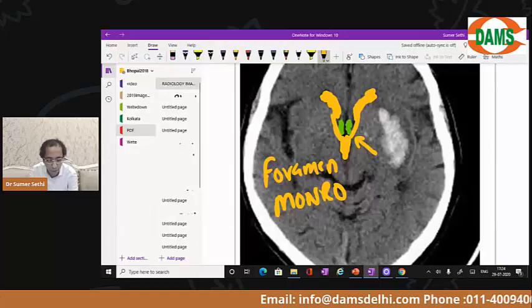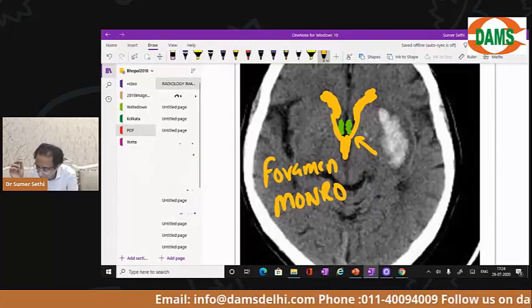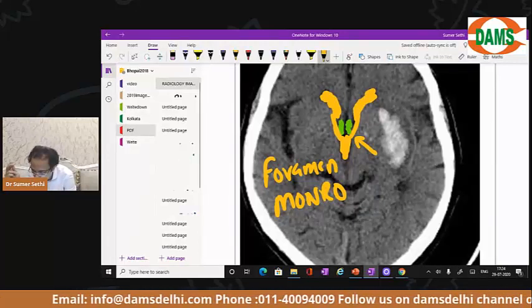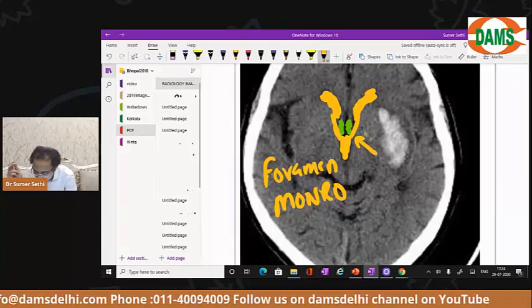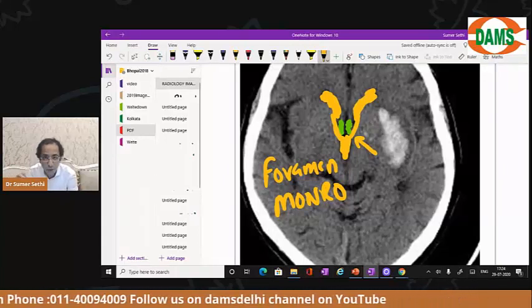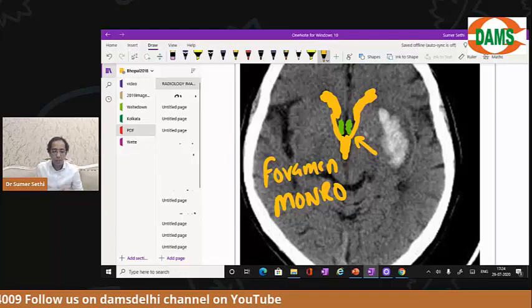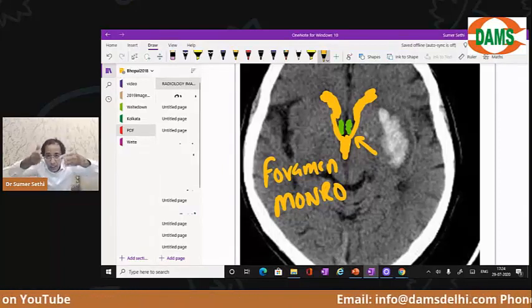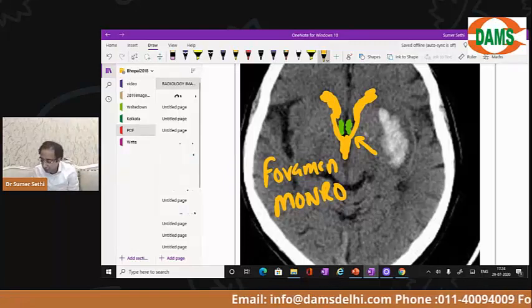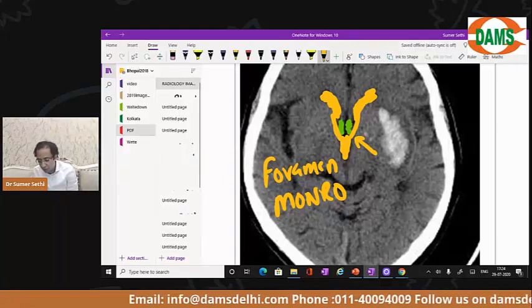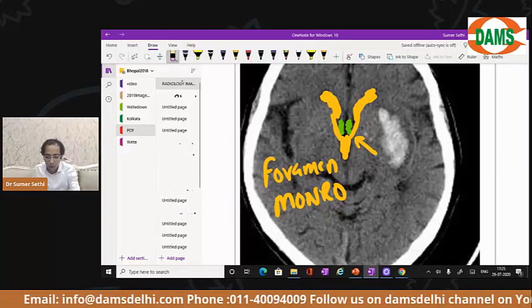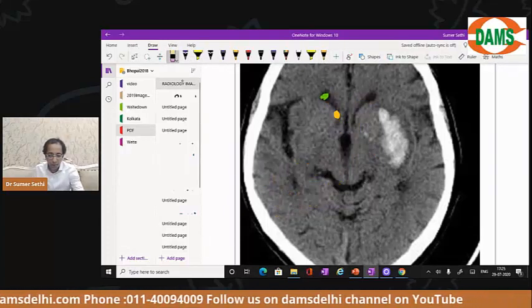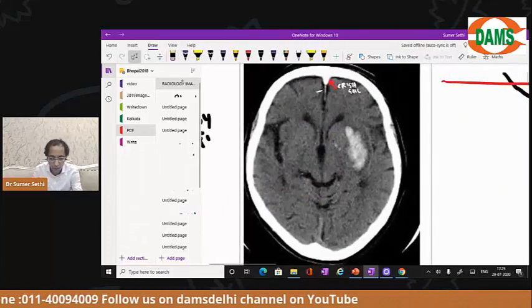Does any child remember the foramen of Monro? Yes, the foramen of Monro connects the lateral and third ventricle. The foramen of Monro is connecting the lateral ventricle to the third ventricle, and it is located anteriorly just behind the fornix. Very good. I can see most of you are able to answer all this. So this is the level of anatomy that I wanted to build up for you.